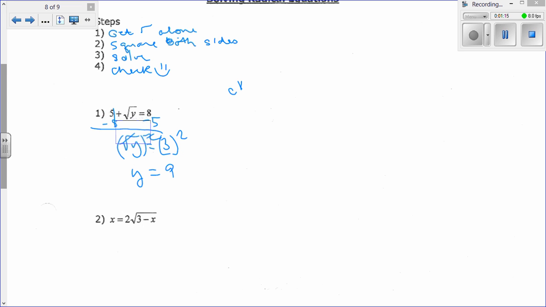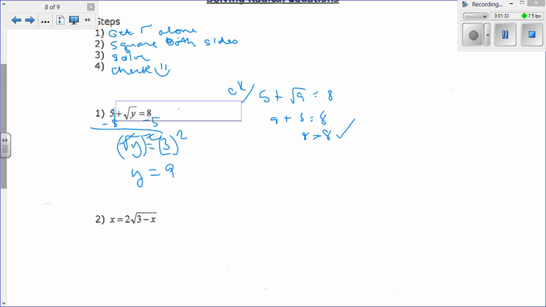Then I just do a quick little check. 5 plus the square root of 9 equals 8. Well, 5 plus 3 equals 8. So 8 equals 8. And it checks.